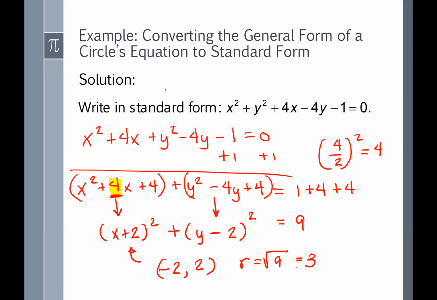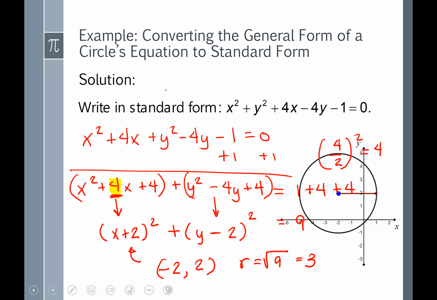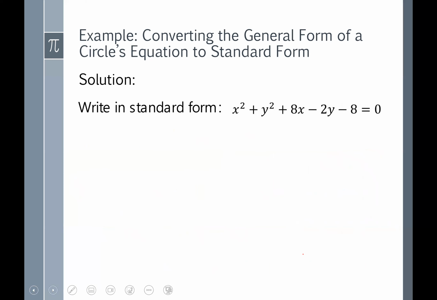All right, let's do one last example here. For the previous example, both the coefficient on the x and the coefficient on the y were 4, which made the two trinomials almost identical. So let's do one that has a little bit different coefficient on the x and the y. Okay, so let's put this equation that's in general form in standard form.